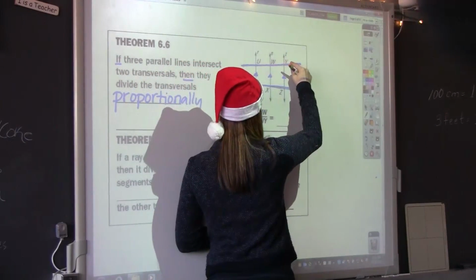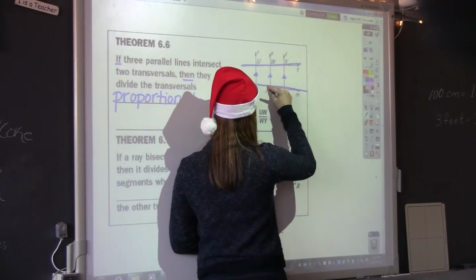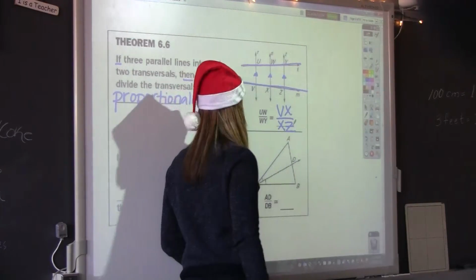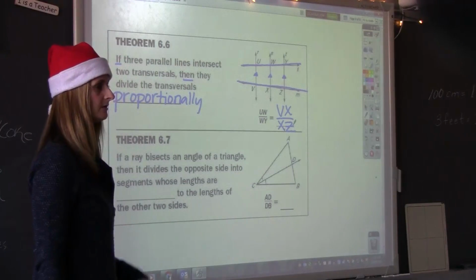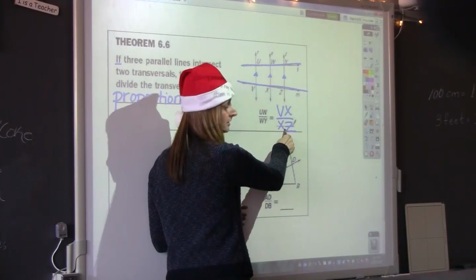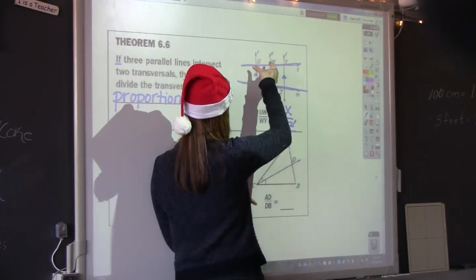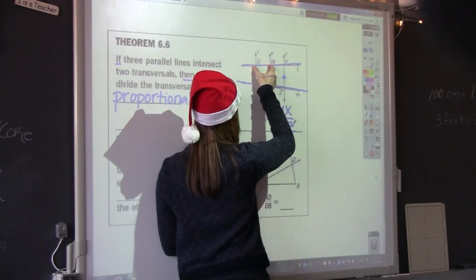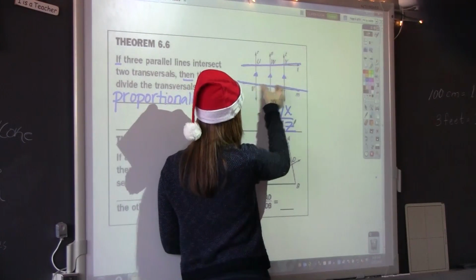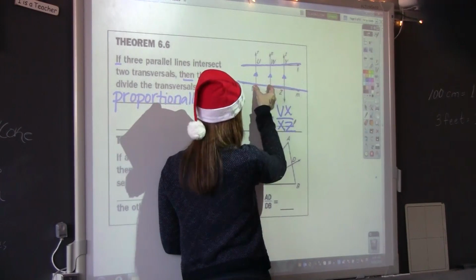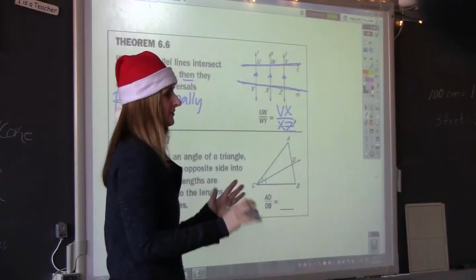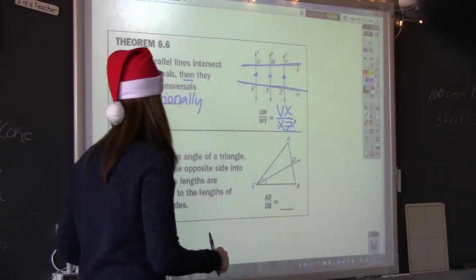UW is to WY as VX is to XZ. We'll do an example in just a minute. Question? How did you find this part here? They had already set up this side, and they said UW is to WY as, and this should be the same ratio. Right here. And there are different ways to write the proportion. That's just how they wrote it here.